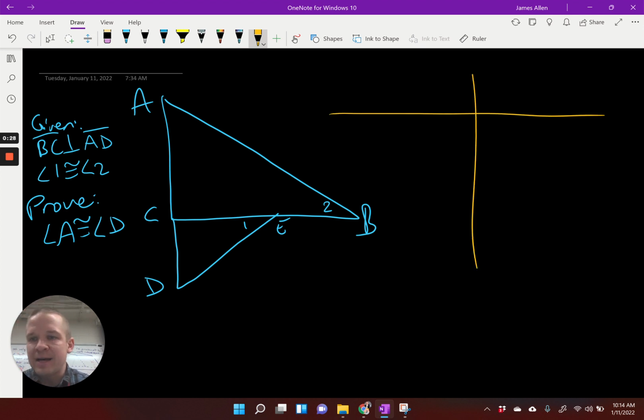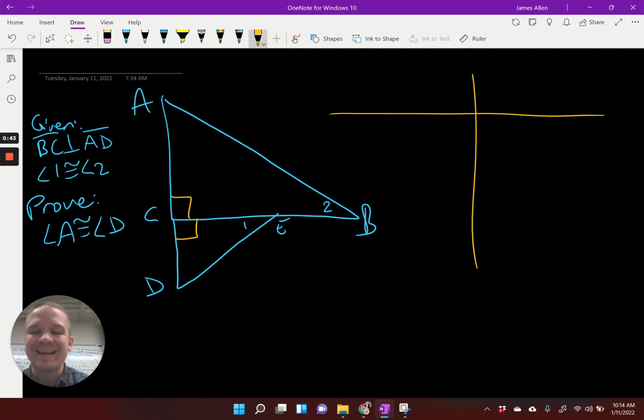So I've got BC is perpendicular to AD. That would give me right angles, right? Boom, right angles. What do I know about all right angles? They are congruent. That's awesome. So I've got one pair of congruent angles. I didn't even look ahead at my proof. I just went for it.